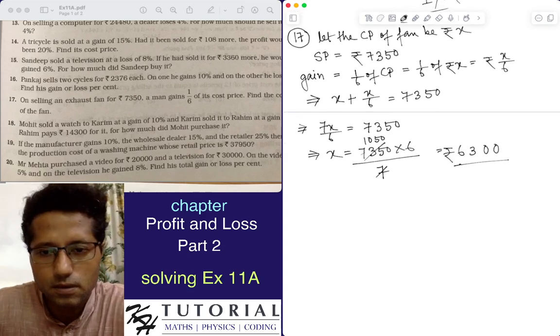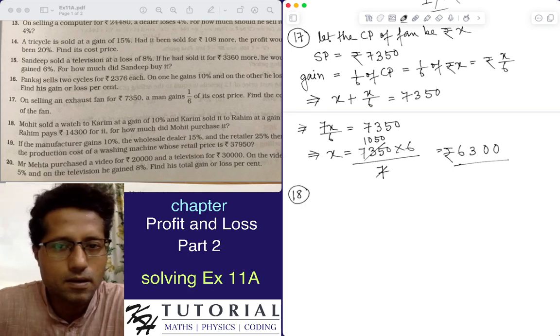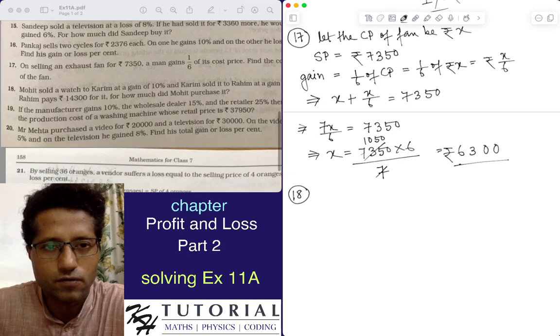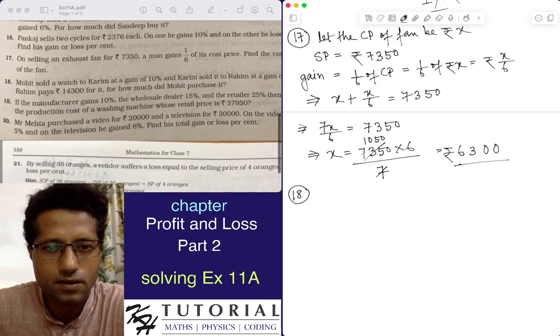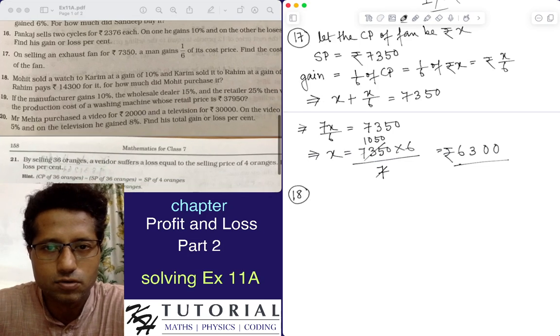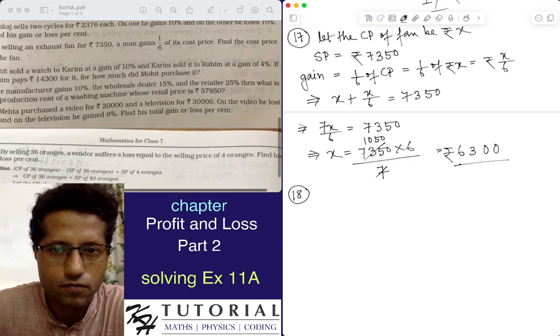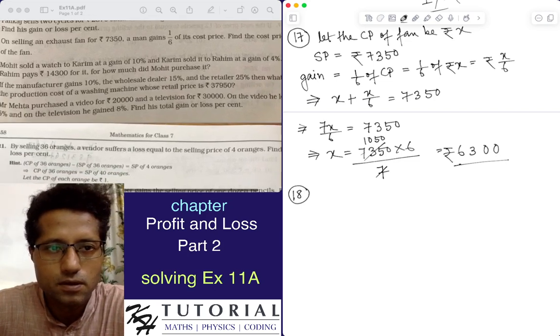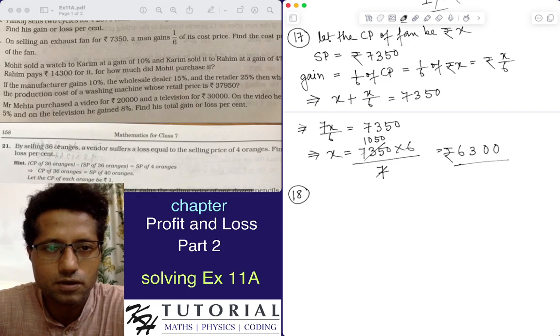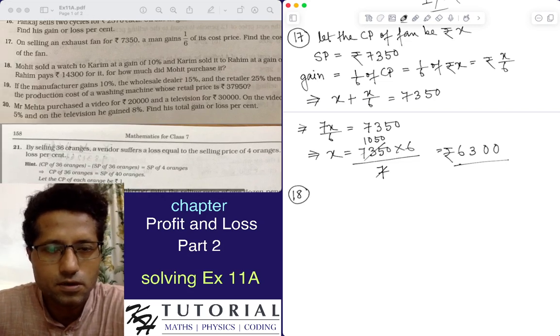Okay, let's do question number 18. It says that Mohit sold a watch to Karim at a gain of 10% and Karim sold it to Rahim at a gain of 4%. If Rahim pays rupees 14,300 for it, for how much did Mohit purchase it?